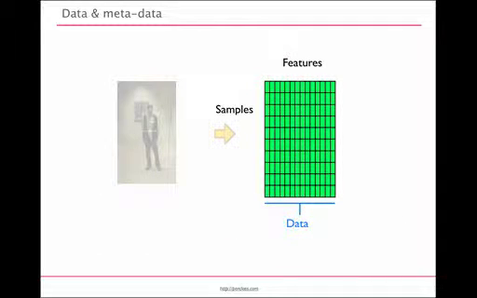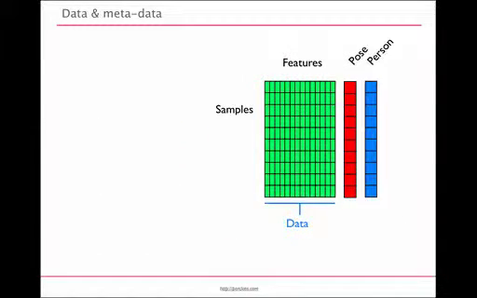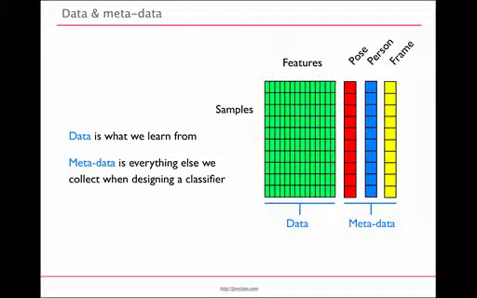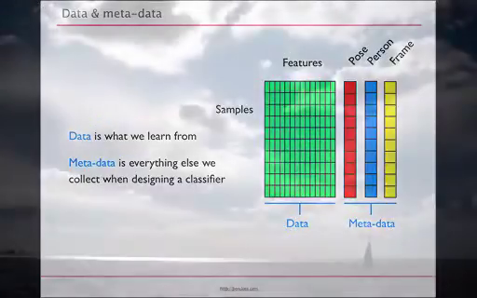This is our data. All additional information we may collect, such as pose labels, person name, or frame number, is metadata. Data is what we learn from. It is the only input of our classifier on a new video frame. Metadata is everything else we collect when designing a classifier.